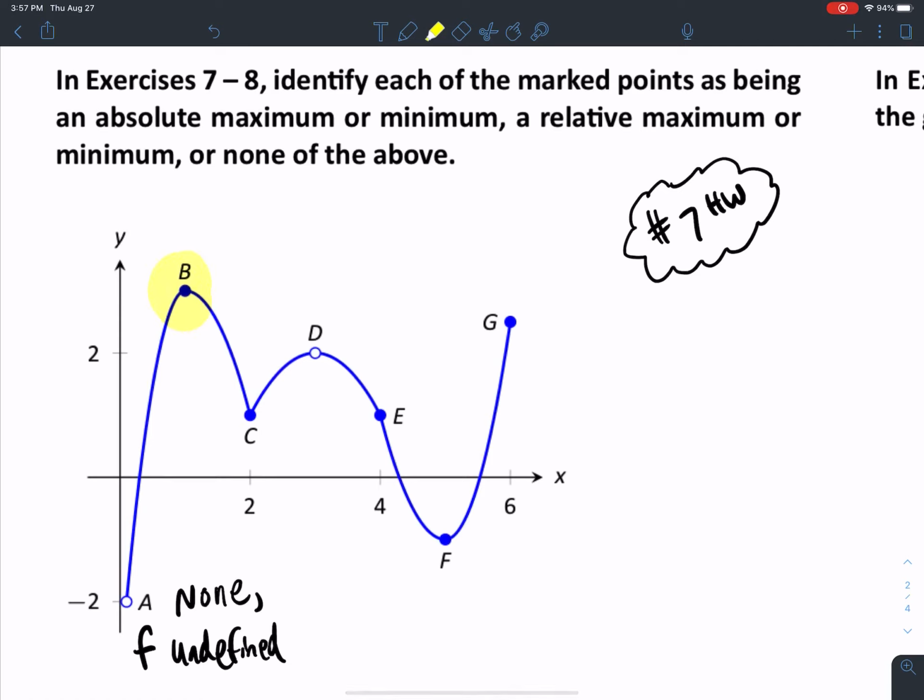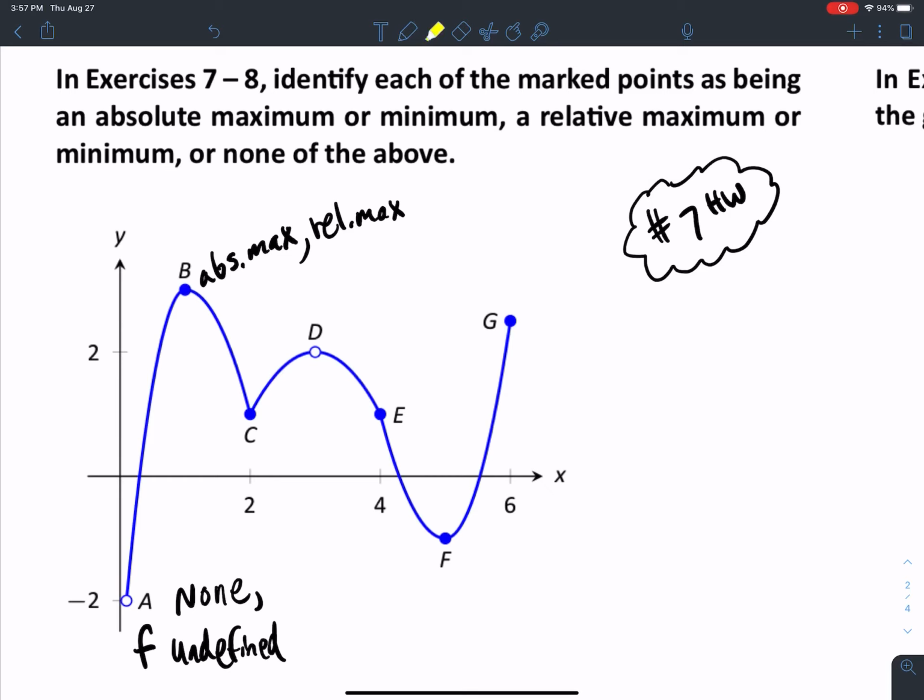The next point here, B, this one actually looks, if I drew a horizontal line here, it looks to me as though that's the highest point on the whole graph. So not only is this a max, it's an absolute max. If you want to call it a relative max, that's fine too, because technically it meets the criteria for relative max.